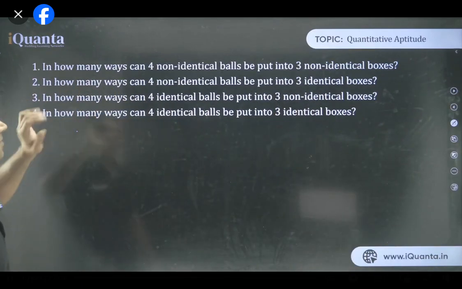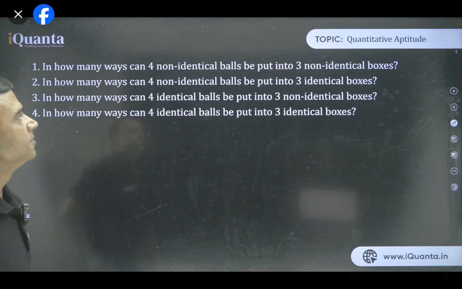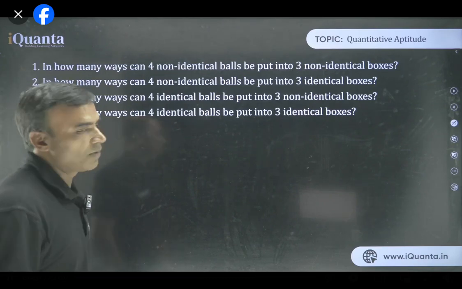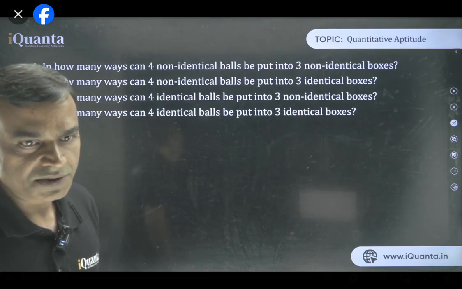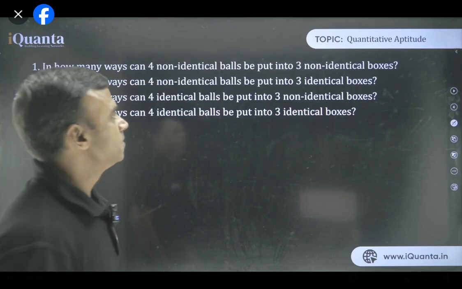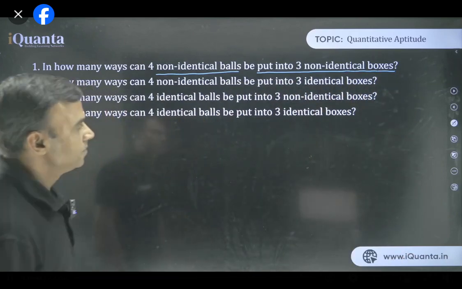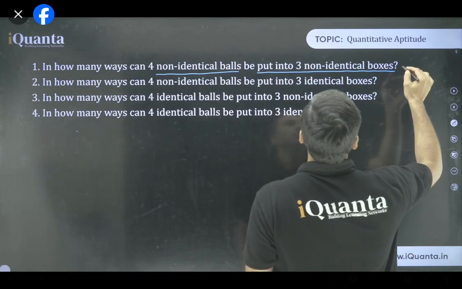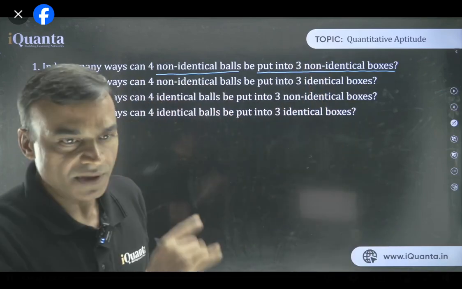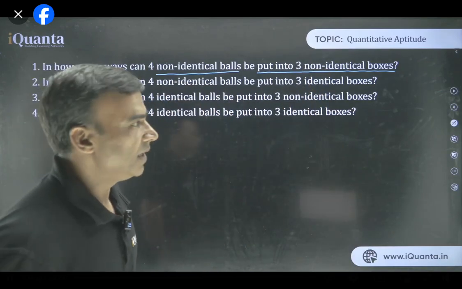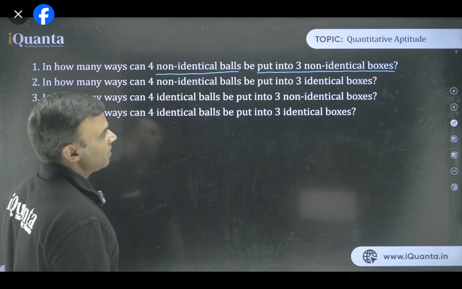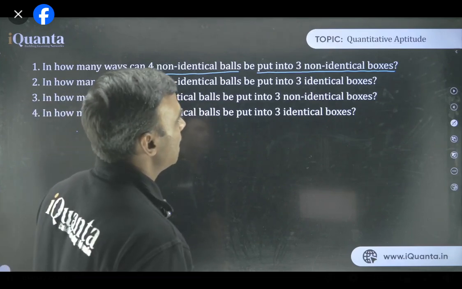There are 4 questions. We just did the first one. 4 non-identical balls we put into 3 non-identical boxes. This is what we already have. अच्छा नहीं, इसमें number अलग था. I'm sorry, the number was different. This is a new question, just that we have changed the value. Then we'll see the other situations one by one. ठीक है? Let's take it one by one.